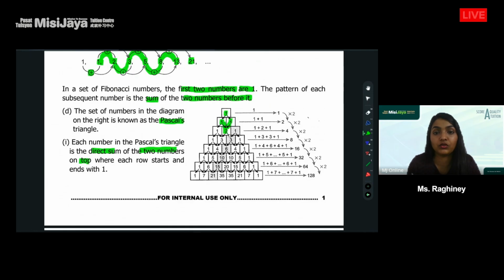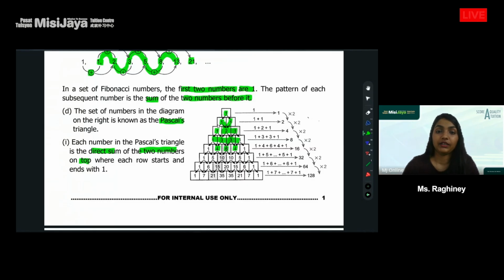1 plus 1 is 2. And then 1 plus 2 is 3. And then again here is also 3, 1 plus 2 is 3. And then 3 plus 1 is 4. And 3 plus 1 is 4. And 3 plus 3 is 6. So this is a triangle that they have come up with. This is a type of number pattern sequence as well.